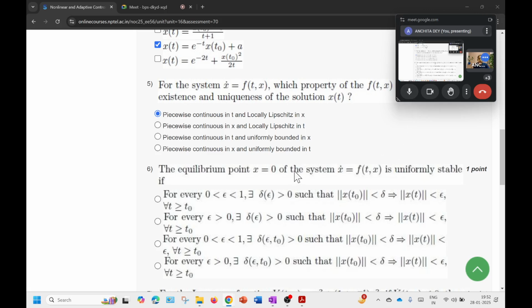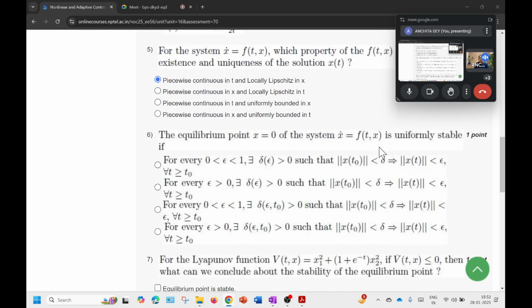Yeah. So like we said, the equilibrium point is x equal to 0. This is a non-autonomous system, so we have the notion of uniformity here. This is uniformly stable if. So the answer is for every. Let me see. Where is the ball? So for every epsilon greater than 0, there should exist a delta epsilon greater than 0, such that x of t naught. This is the correct question.